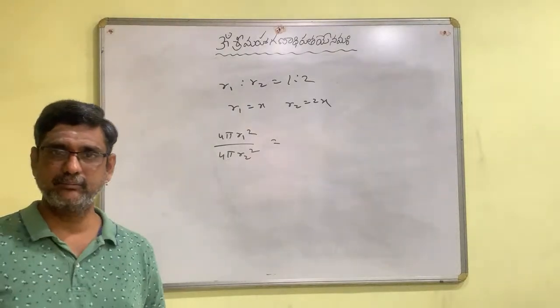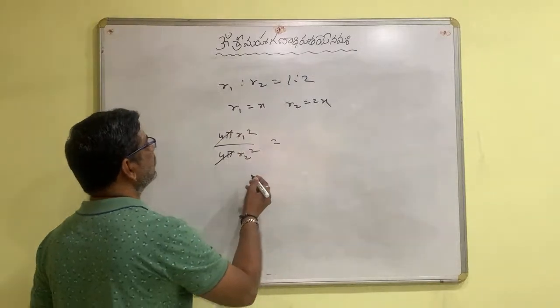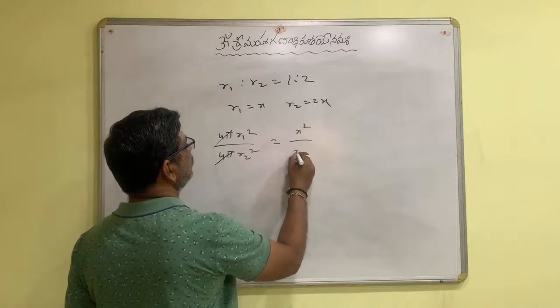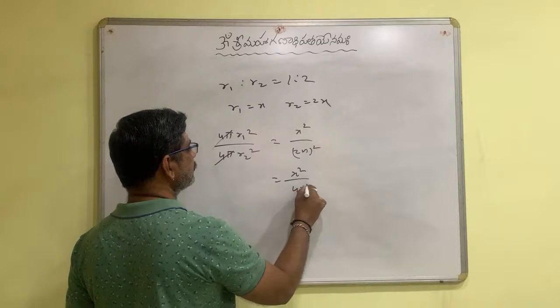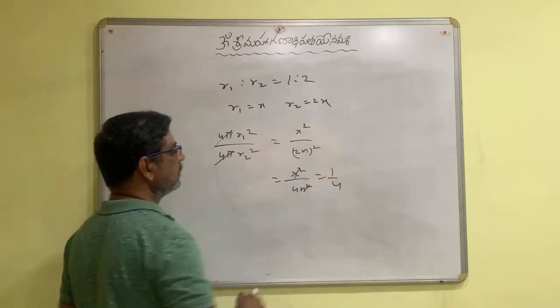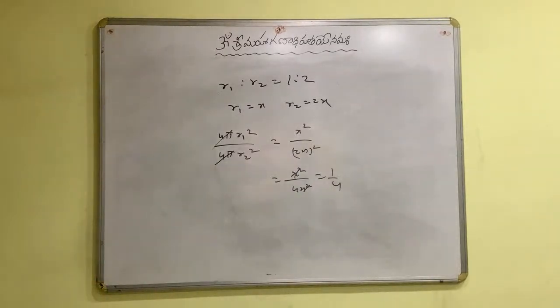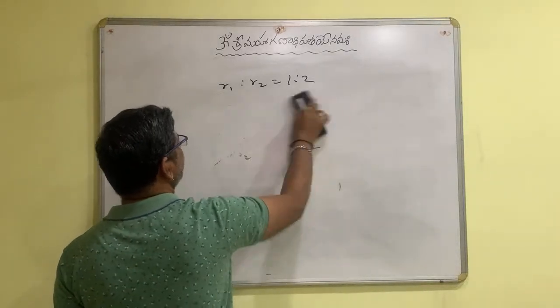4 pi cancels. x square by 2x whole square, that is x square by 4x square. I think it is 1:4, not 1:2. It is 1:4. Next question.